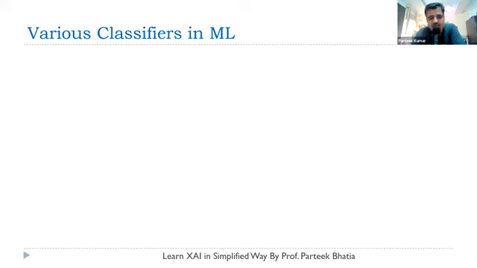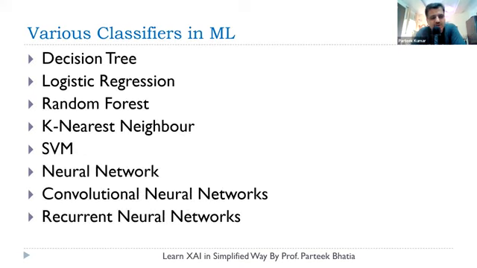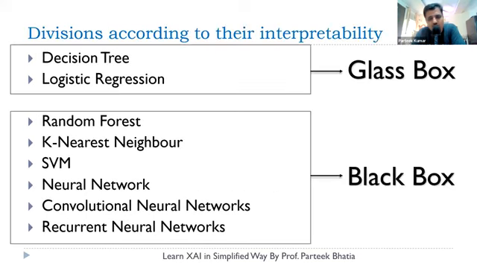I'm quickly taking a look at the various classifiers which you have learned in this machine learning course. These are various kinds of ML algorithms: decision tree, logistic regression, random forest, KNN, support vector machine, neural network, CNN, and RNN. All these models are divided into two types. Now I am introducing two new terms, you can write them down in your notebook. Decision tree and logistic regression are classified as glass box, while all these models, random forest, KNN, CNN, RNN, are classified as black box.